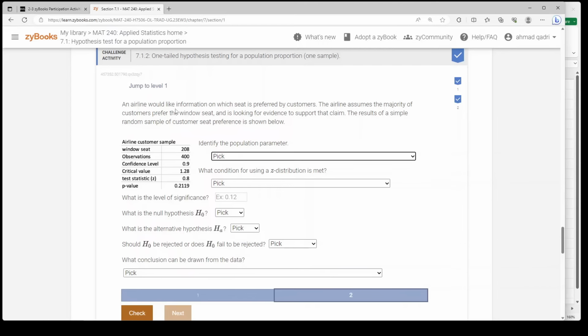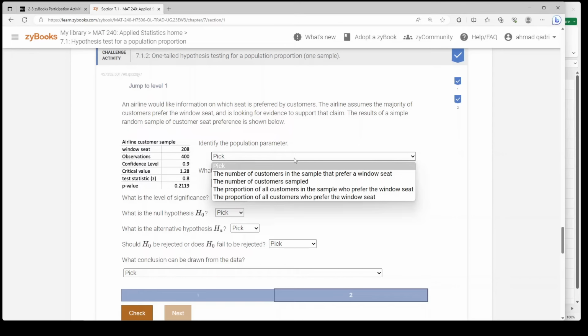Now here, an airline would like information on which seat is preferred by customers. The airline assumes the majority of customers prefer the window seat, so they're looking for evidence to support that claim. Majority of customers meaning more than 50%. The results of a simple random sample of customer seat preferences is shown here. So first we need to identify the population parameter.